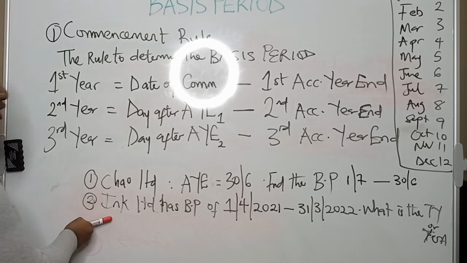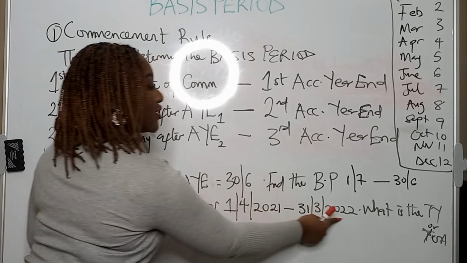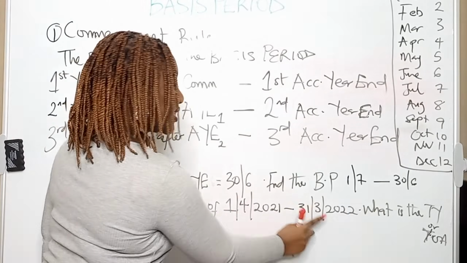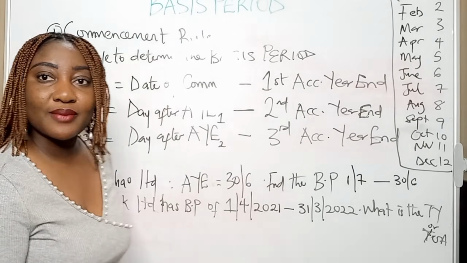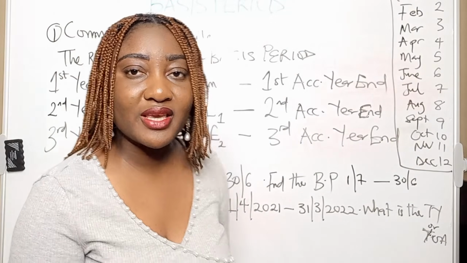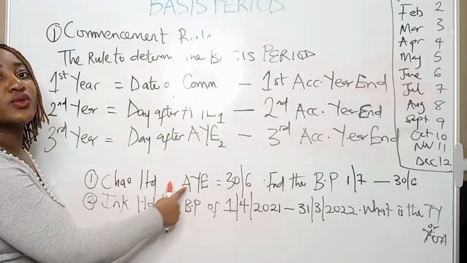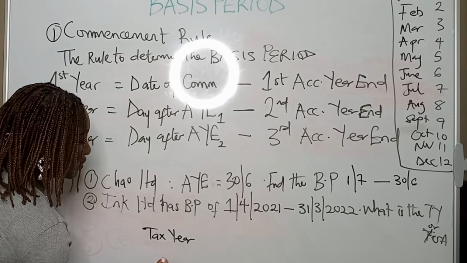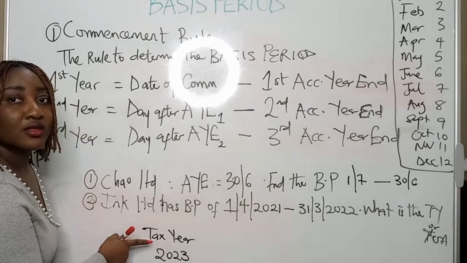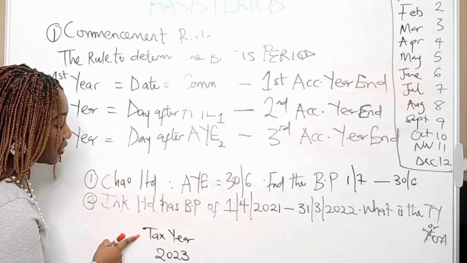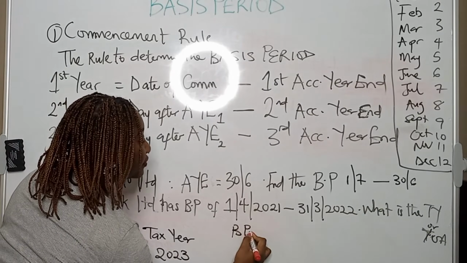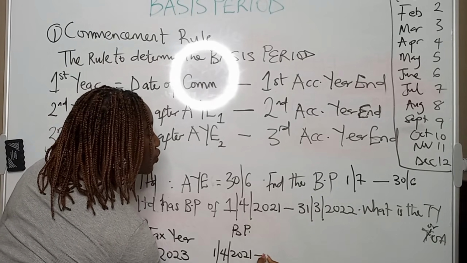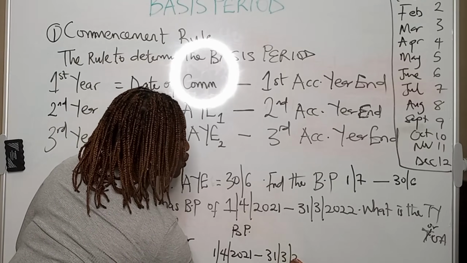So the second one, Inc. Limited has the basis period of this. Now, what is the tax year? This is where I'm going, because this one is a year that cuts into another year. Here, because I said we use preceding year basis, the tax year here is going to be 2023. Tax year is also called year of assessment. Now the basis period is 1st of April 2021 to 31st of March 2022.